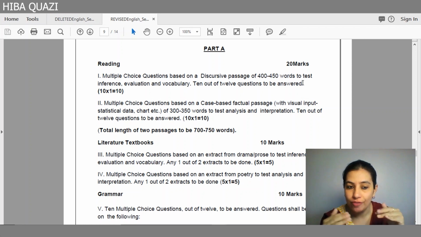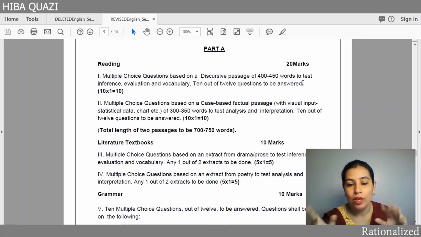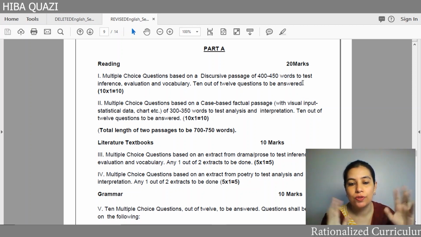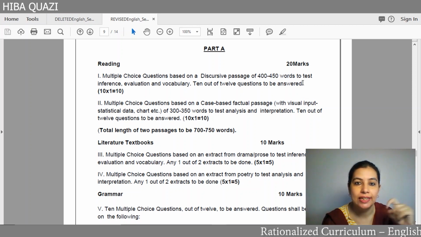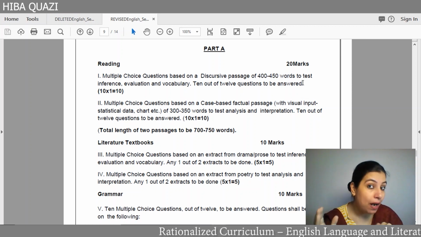For the reading section, we move on in part A. The total length of 2 passages, they're saying, combined together will be 700 to 750 words. The first passage is lengthier than the second one, and this you need to understand. Moving on in part A itself.